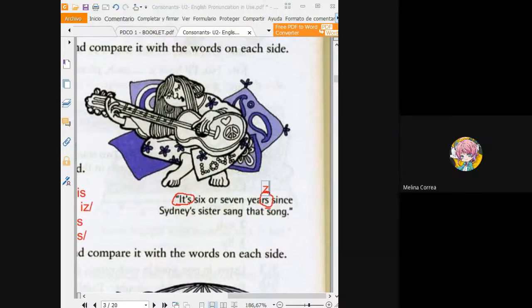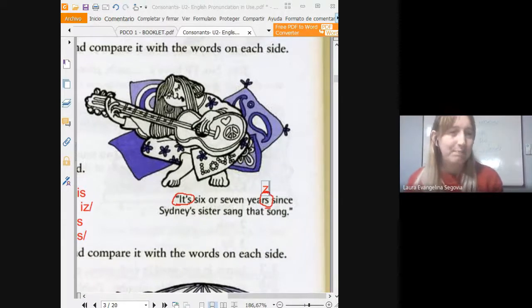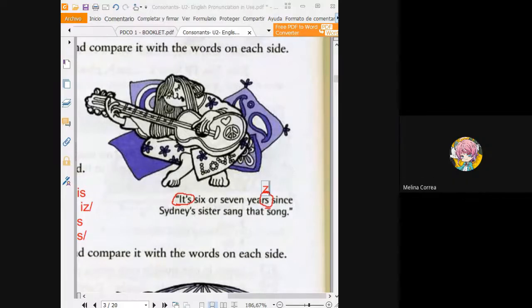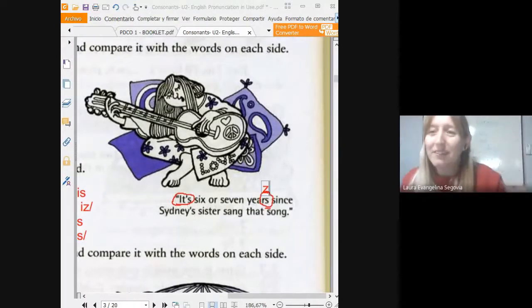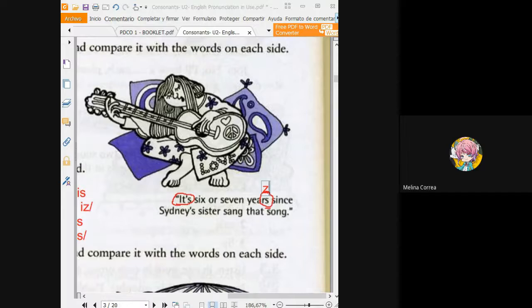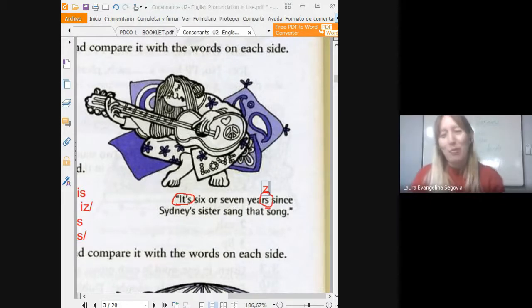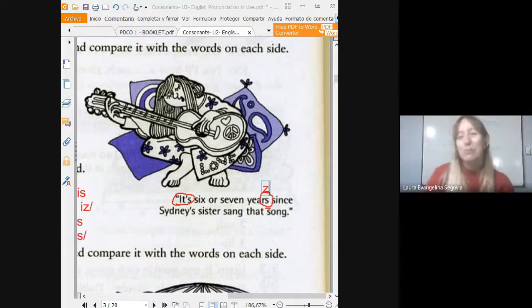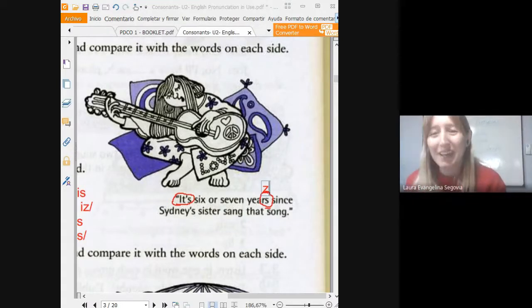It's 6 or 7 years since Sydney Sister sang that song. Perfect. Faster. Okay, good. I won't make you suffer. I do that only in person, face to face. Okay. Thank you, Meli. Good.